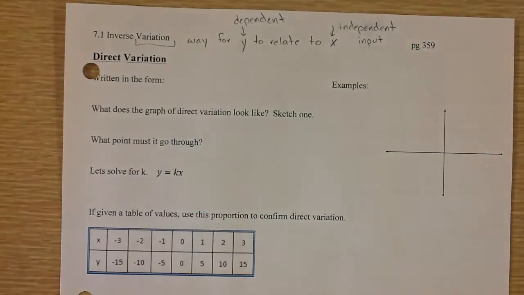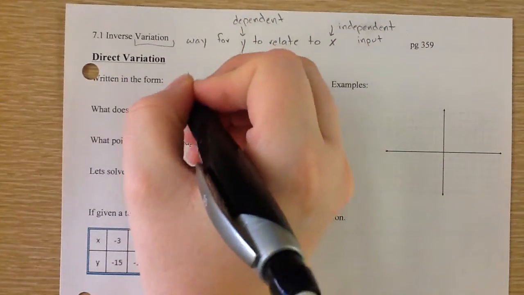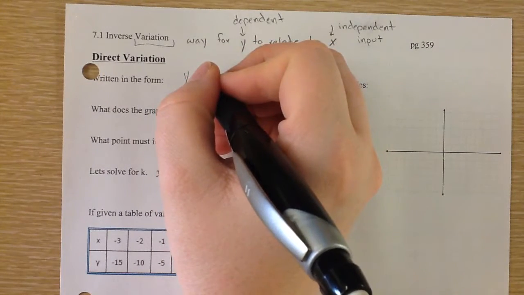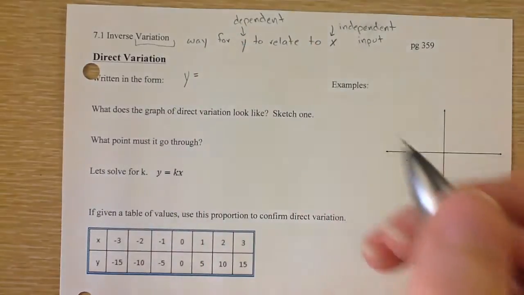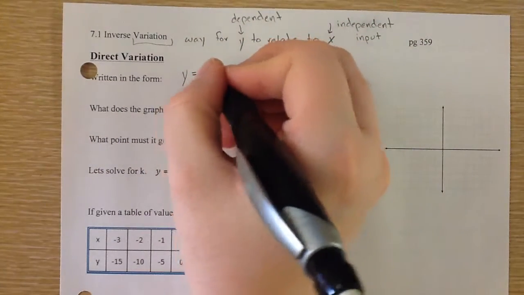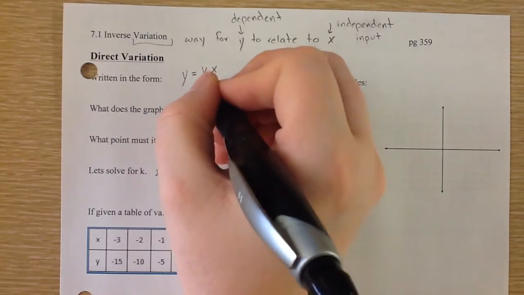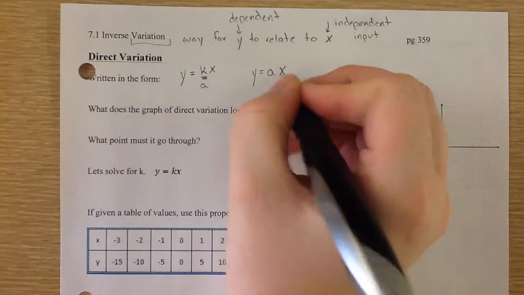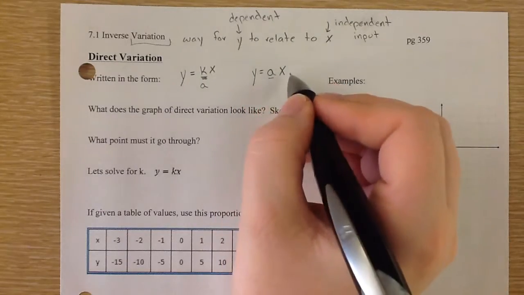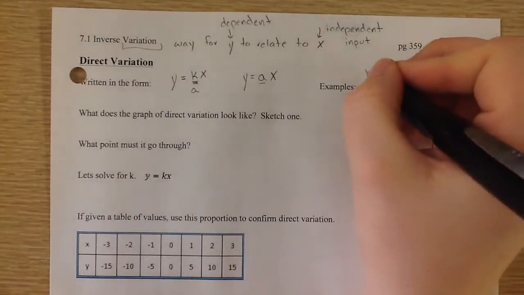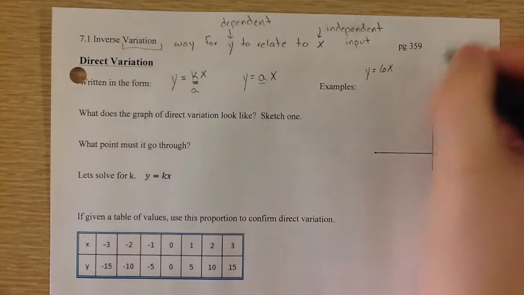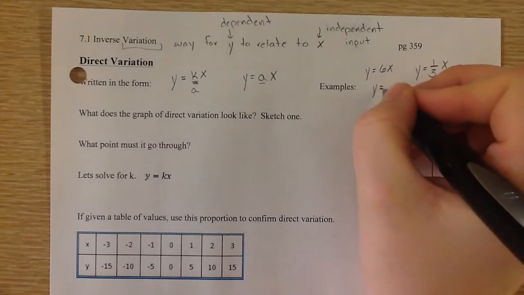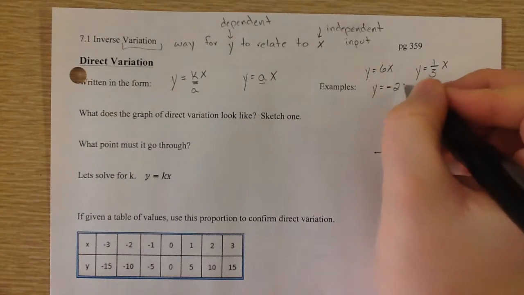Okay? Direct variation is written in the form of y equals some constant, a or k, depending on what you're going to use, some constant k times x. Your text tends to use an a here instead. It doesn't really matter. Basically, some number times x. For example, y equals 6x. Y equals 1/3 x. Y equals negative 2x.